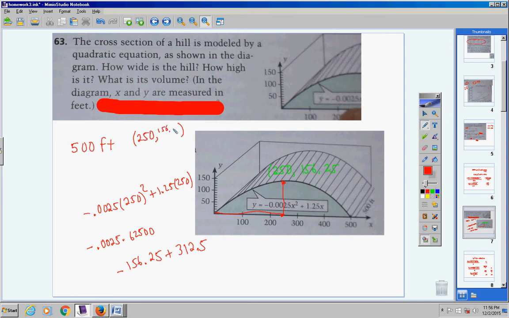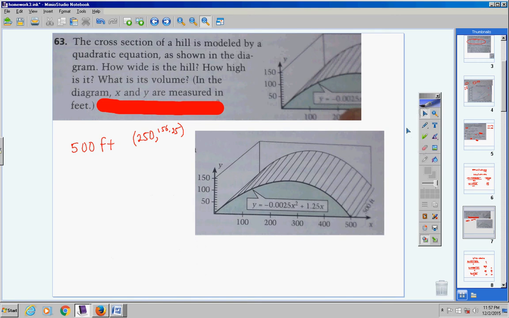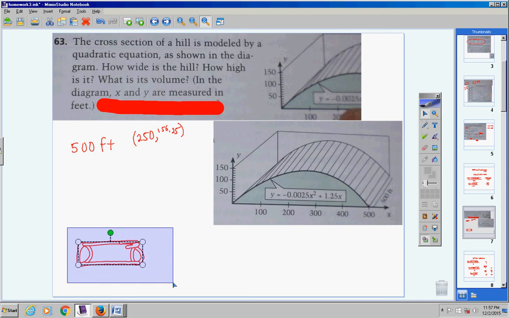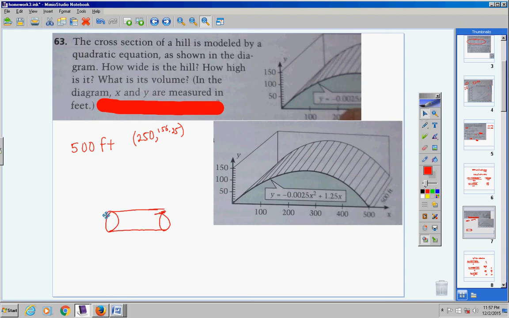156.25. Now here's where it gets really hard to understand, but hopefully you'll be able to understand this, okay? If I asked you to find the volume of a cylinder and it was laying on its side like this, you would pick the cylinder up and set it on its end like that, okay? And then here's what you would do.